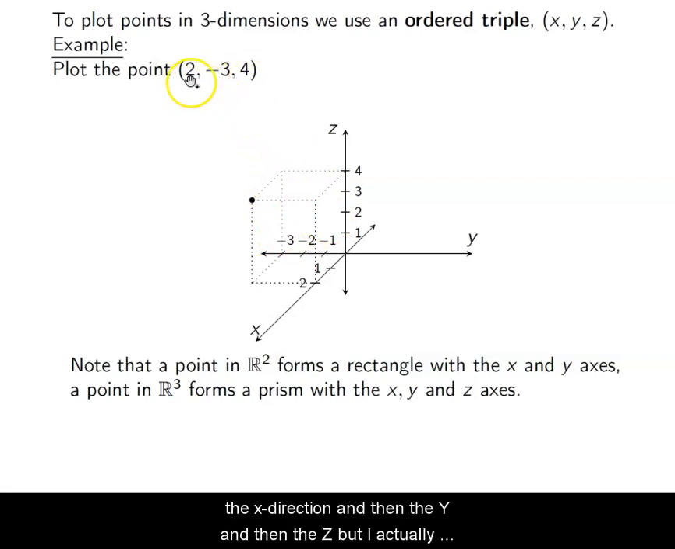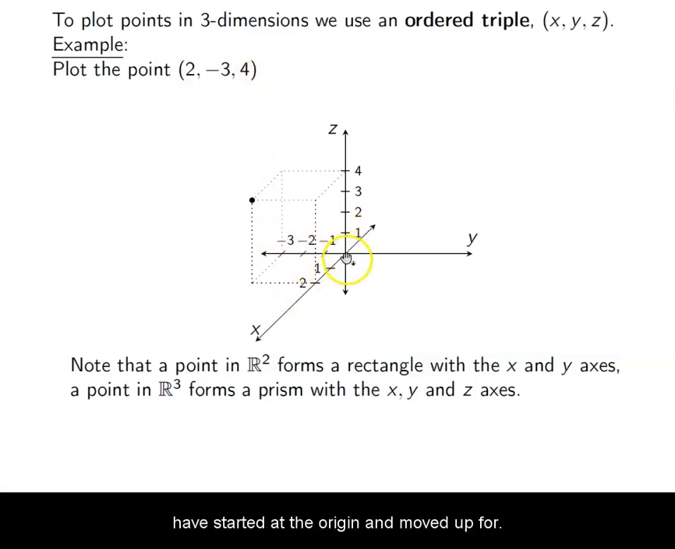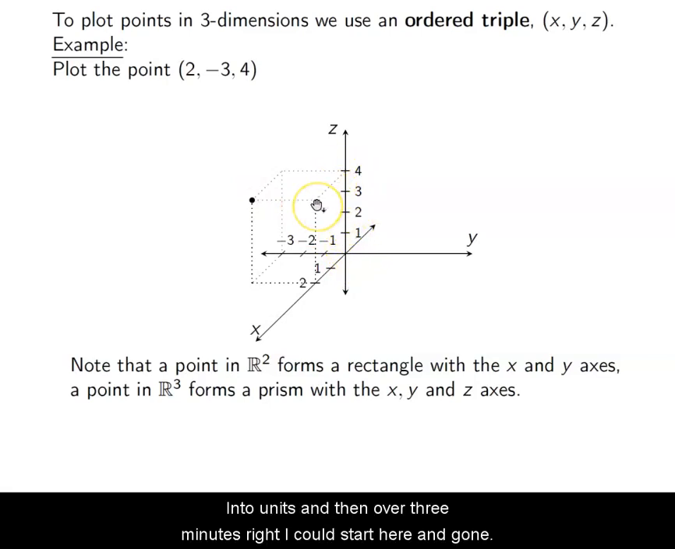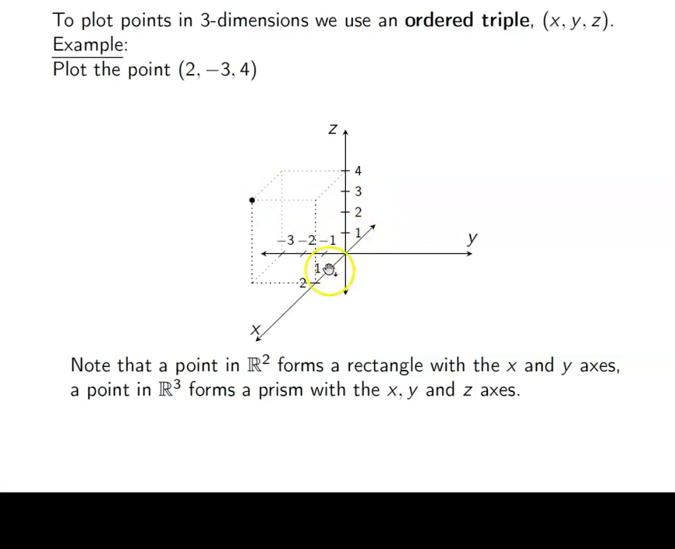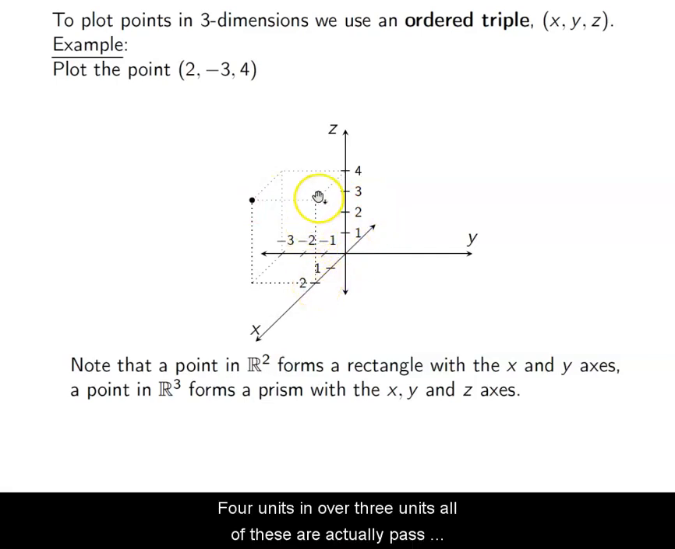I started off by moving in the x direction, and then the y, and then the z, but I actually could have moved in any direction from here. I could have started at the origin and moved up 4, and then -3, and then in 2 units and gotten to my point. Okay, I could have moved up 4, in 2 units, and then over 3 units, right? I could have started here and gone in 2 units, up 4 units, and over 3 units. All of these are actually paths to the same point, right?